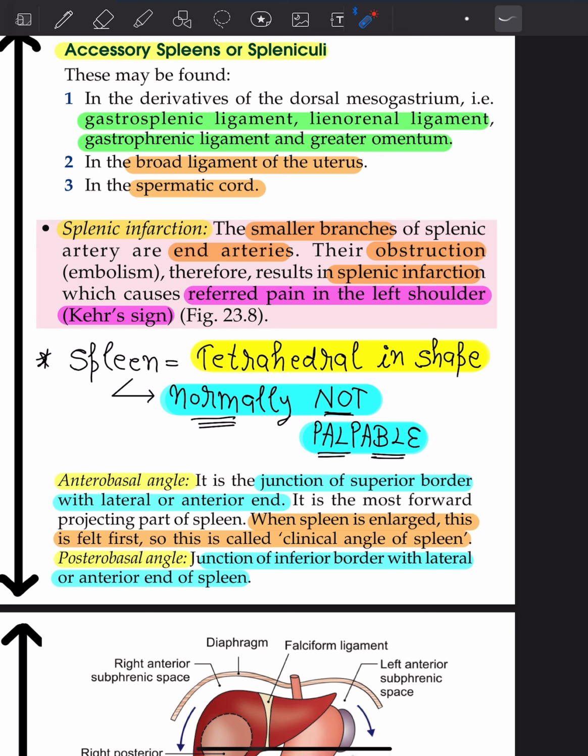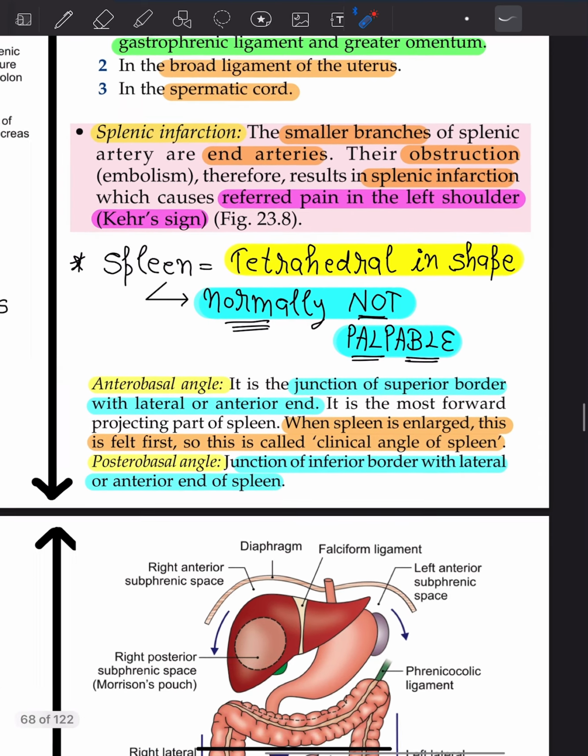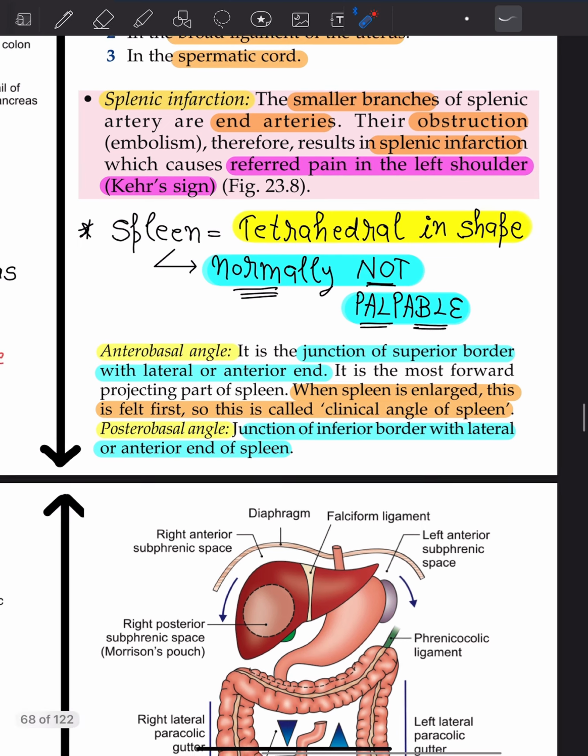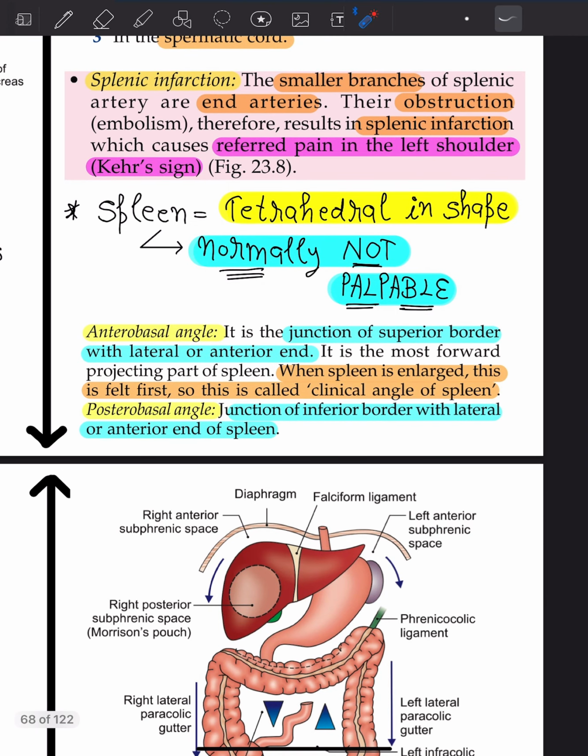Now some extra points here to be remembered. The spleen is tetrahedral in shape and it is normally not palpable. You cannot palpate the spleen in the normal physiological conditions, right? Now we talk of the anterior-basal angle and the posterior-basal angle, which I talked about in the initial segments. So what's the anterior-basal angle? It's the angle between the superior border with the lateral or anterior end. And what will be the posterior basal? It will be the junction of the inferior border with the lateral or anterior end of the spleen.